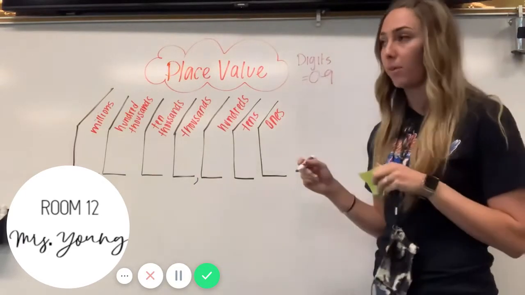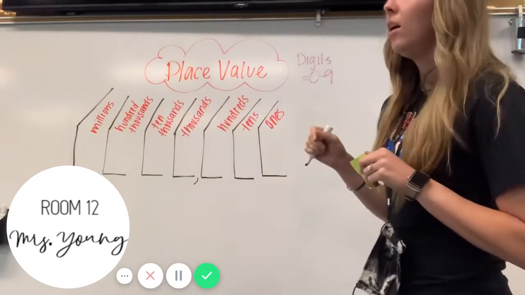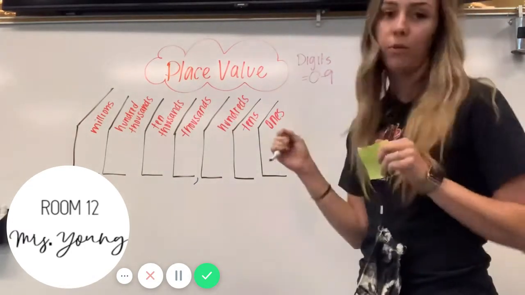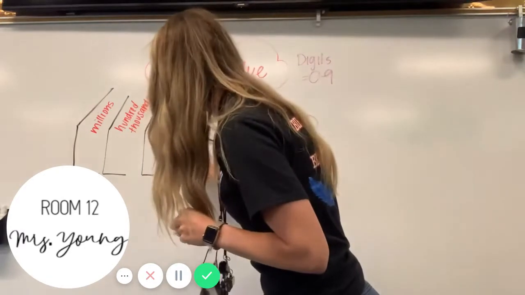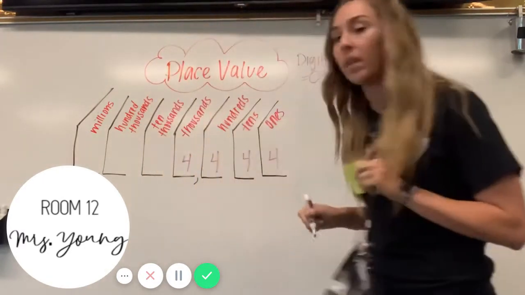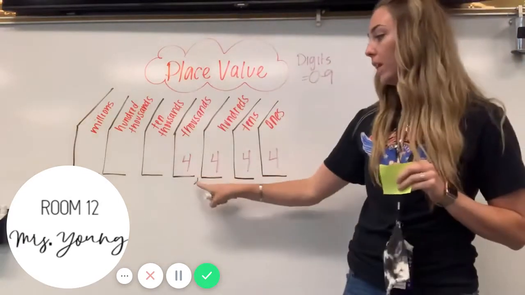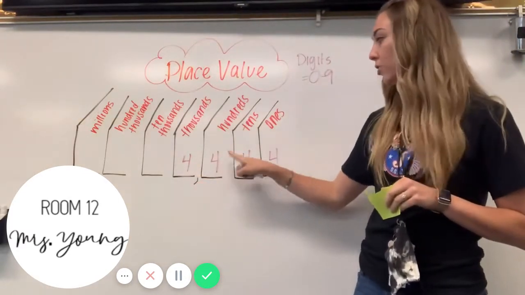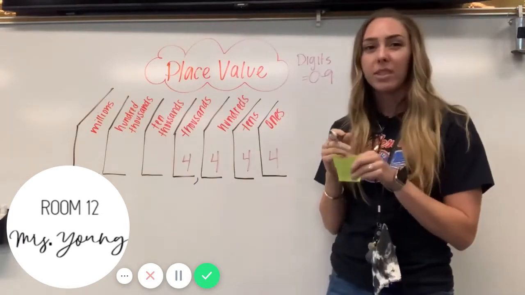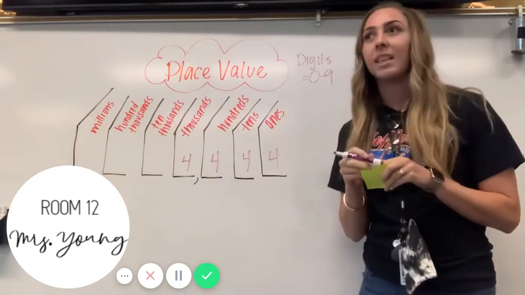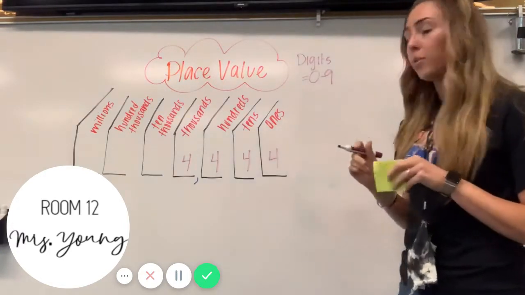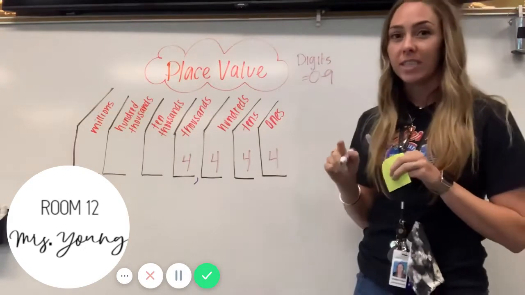So let me make up a number here. I'm going to make a 4-digit number, and I'm going to use the number 4. Okay, here we have the number 4,444. So when every one of those digits is the same, that's when place value really becomes important. So let's go through and write the value of each of these digits.